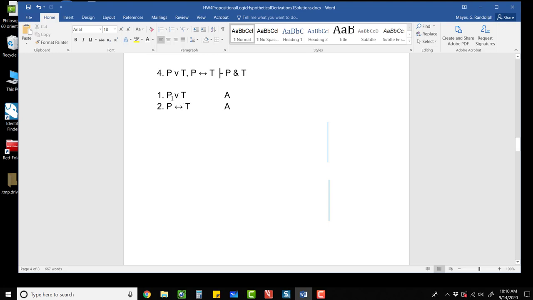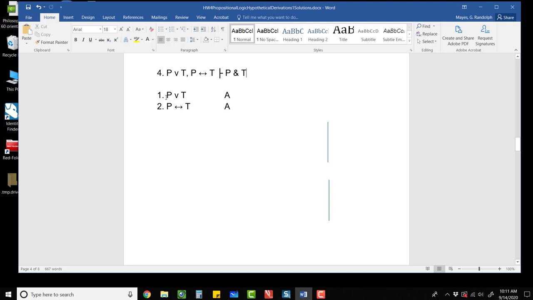Okay, this one we're given 2 assumptions, P or T and P if and only if T, and we are being told to demonstrate that P and T. Now, if you'll remember earlier in the previous homework, I told you that anytime you have a conjunction, there's a good chance that what you want to do is prove the conjuncts independently and then put them together at the end using conjunction introduction. Now that's a trustworthy sort of rule of thumb, but in this case it's going to make things a little bit longer if you do it that way.